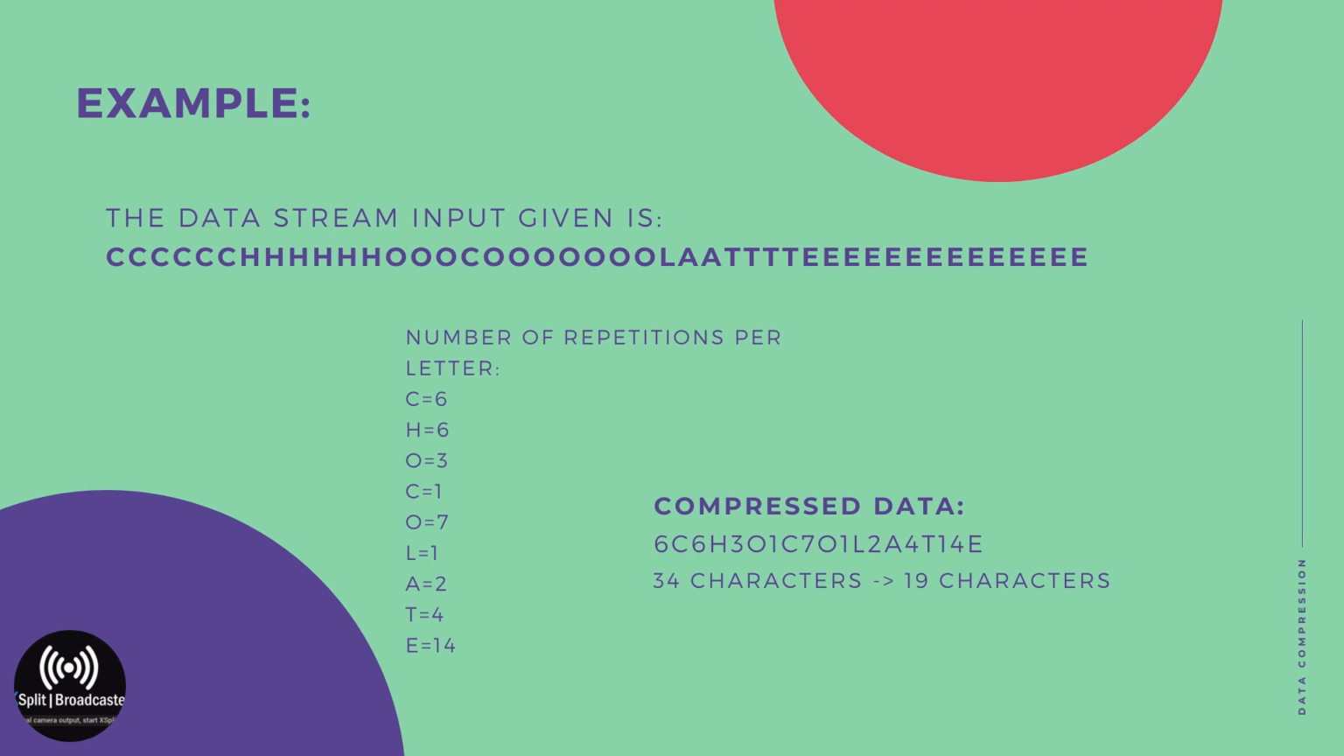Next, we will identify the number of times a letter has been enumerated within the data stream. Once we have identified that, we now have the compressed version of the original data stream, which is 6C, 6H, 3O, 1C, 7O, 1L, 2A, 4T, 14E. The compression took the 34-character data stream to a 19-character data stream just because of run length encoding.